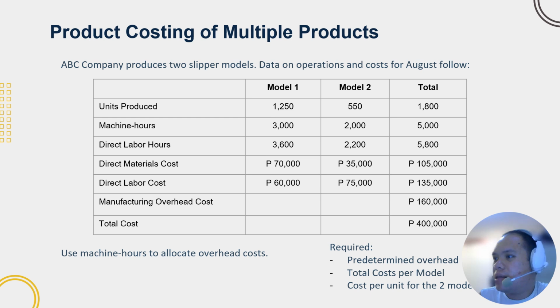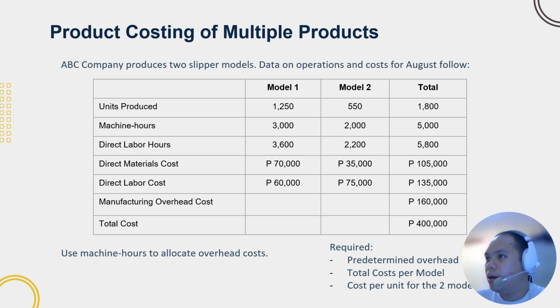Right, so let us have another example for product costing of multiple products. In here, ABC Company produces two sleeper models. The data on operations and costs for August follows. These are the details for Model 1 and Model 2 and the total. In here, we have the cost for direct materials and direct labor, but we only have the total manufacturing overhead cost. So in this scenario, we have to allocate the manufacturing overhead cost for Model 1 and Model 2 to get the total cost as well as the cost per unit for the two models.